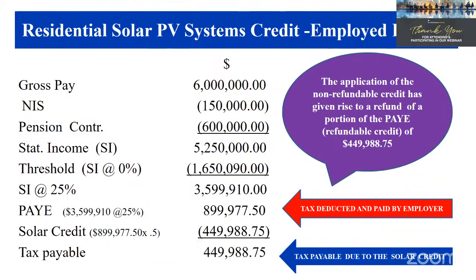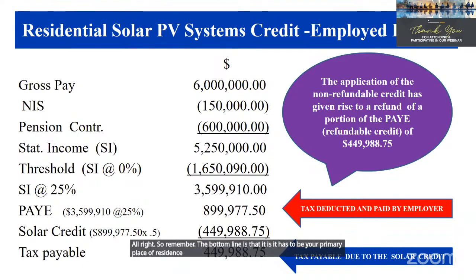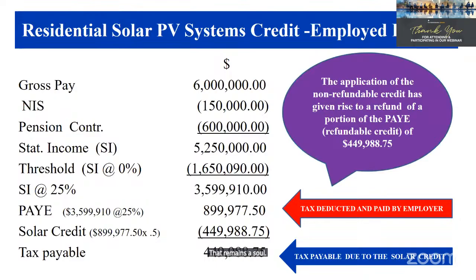All right. So remember, the bottom line is that it has to be your primary place of residence. So yes, we talk about the names, and in your name you must have title to the property. That remains so. But in addition to having title to the property, it must also be your primary place of residence. Always remember that. I think that answered the question. All right, good, thanks.